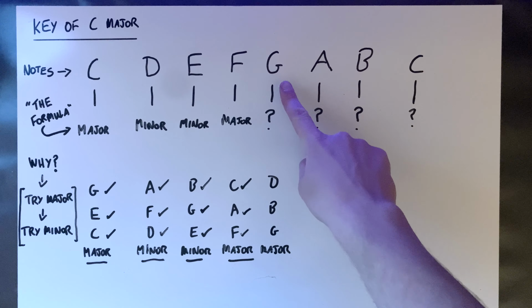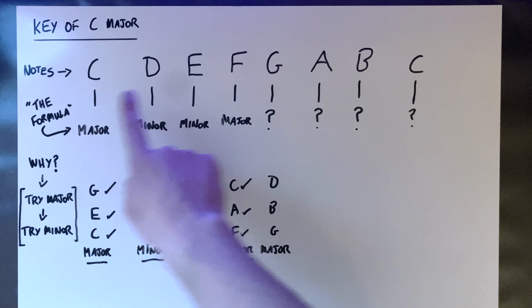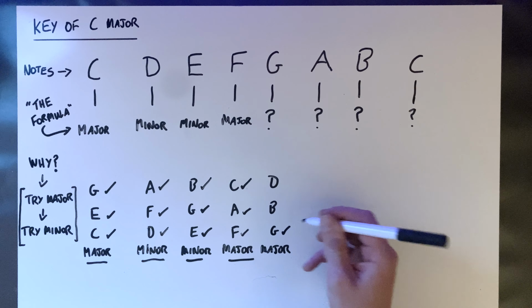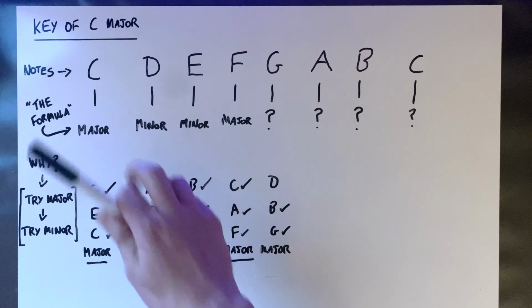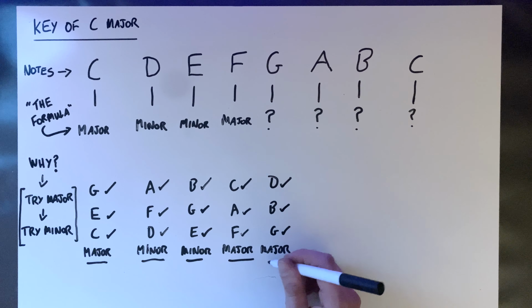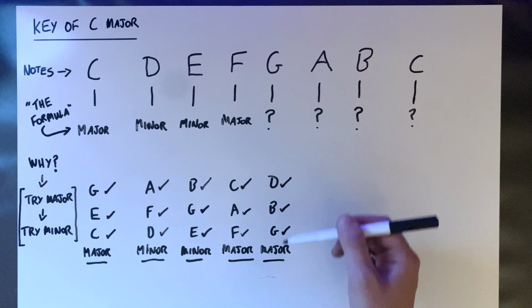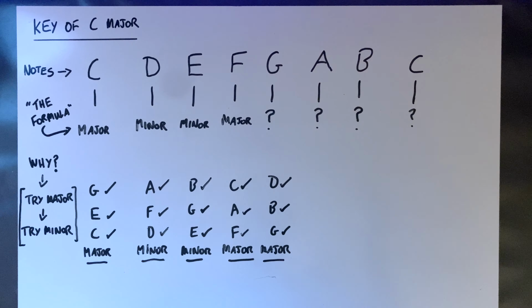So let's now look at G. So is G in the C major scale? Yes it is. Is B in the C major scale? Yes it is. And is D in the C major scale? Yes it is. So nice and simple. The next chord is G major.